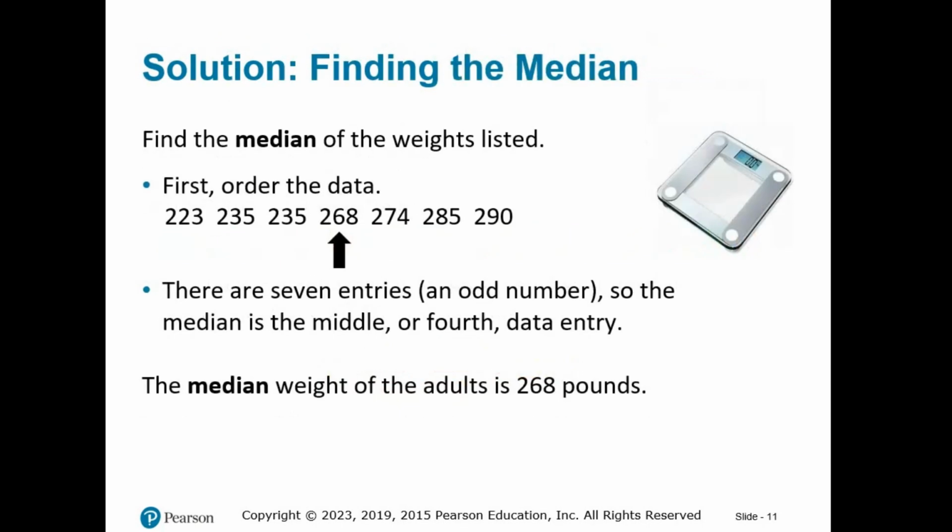First, order the data. Once you've done that, you simply figure out if you have an odd or even number of entries to determine if the median will be an actual data entry or the average of two middle entries. In this case, there are 7 data entries, so the median is the exact middle, or the fourth data entry, 268. The median weight is 268 pounds.